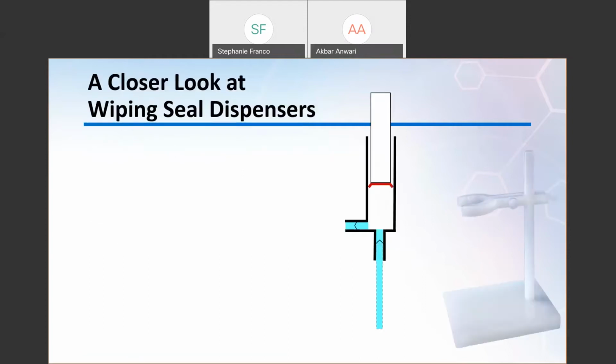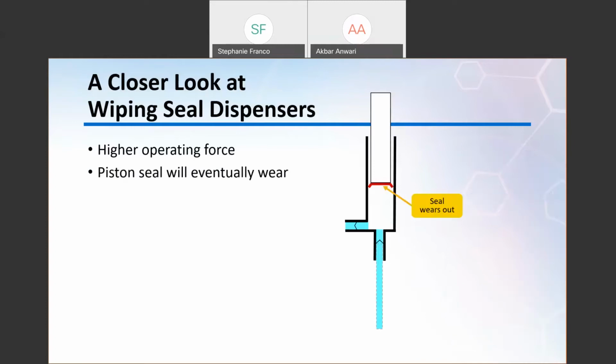Let's take a closer look at the wiping seal dispenser and the implications of the design. As noted, friction from the wiping seal design results in increased operating forces that require two-handed operation. Alternatively, the bottle or the dispenser may be stabilized, such as with a bottle stand, or in some cases a spring-loaded piston could be employed, which may not be ideal in all circumstances. This additional friction and resulting seal wear means the dispenser will have a finite lifespan.